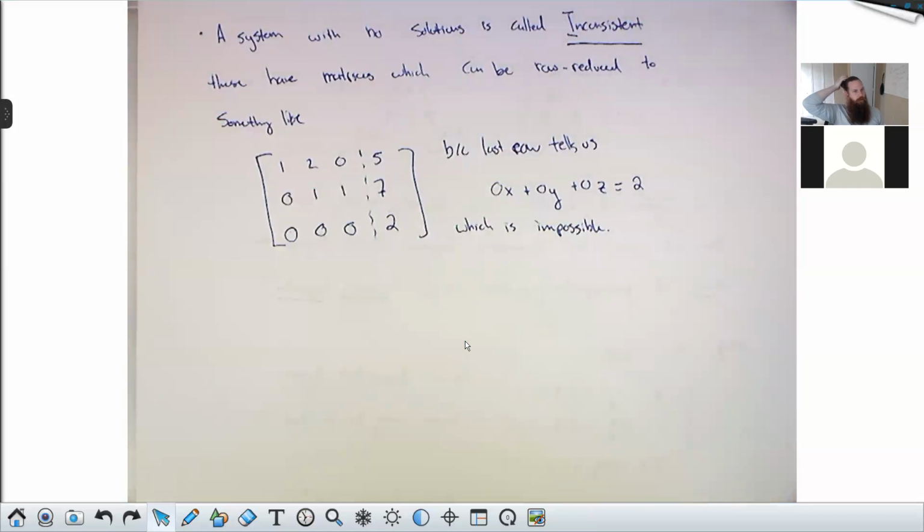Okay. Row reduced, R-O-W, and then the word reduced, R-E-D-U-C-E-D. So row reduction is the thing we were practicing last time on Monday, where you do row operations to get a matrix into a form like this. There are some special forms for a matrix.